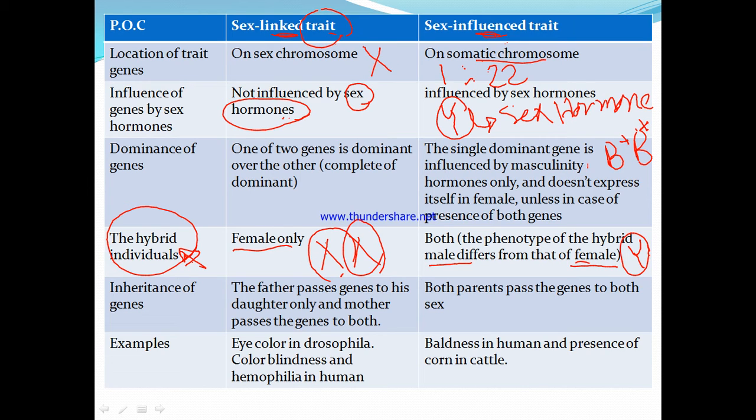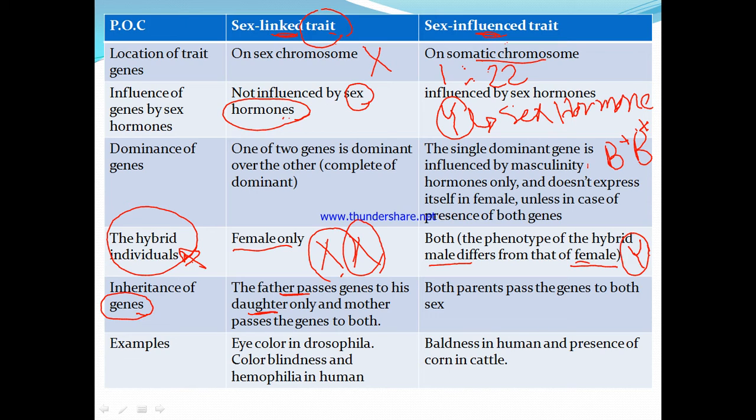Okay, the passing of gene in sex-linked trait: father gives only daughter, father passes the trait to only daughter, but his son is not affected by the allele that is present in male. The father has X and Y, where X carries the allele, so it will transfer to his daughter, and by the way to the grandson from his daughter.